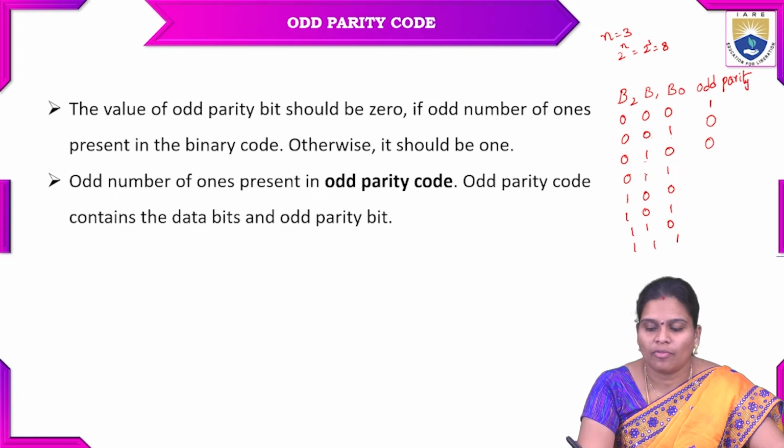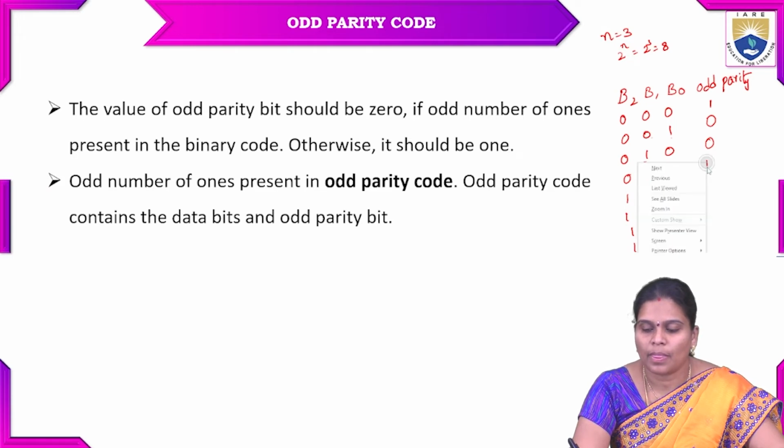Next one, 0 1 1. Here the number of ones is even, not odd. So it does not satisfy the odd parity, so then it will be 1.